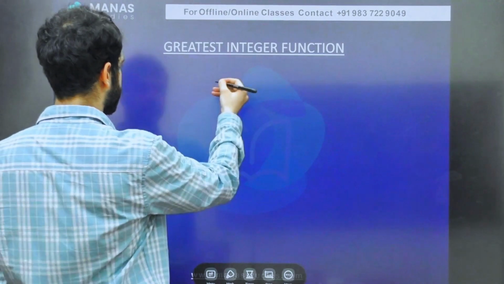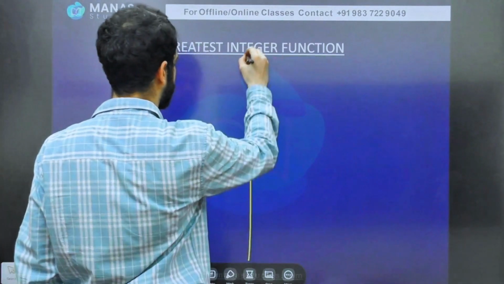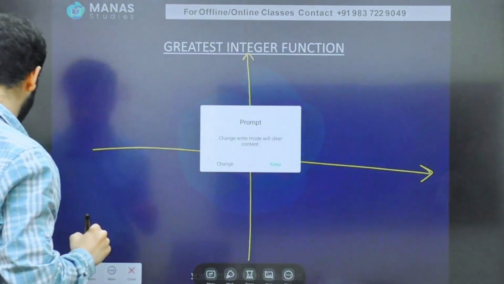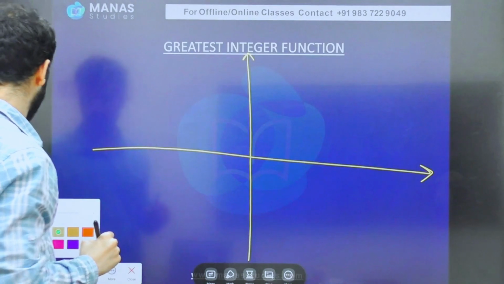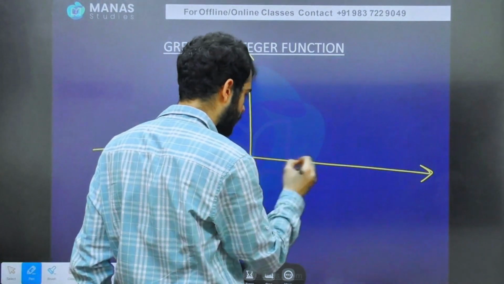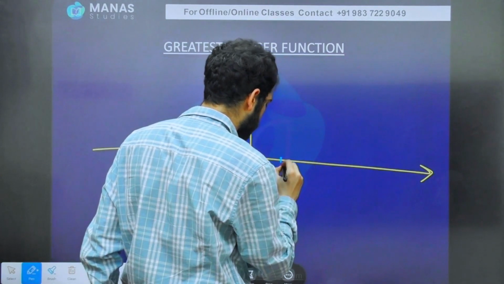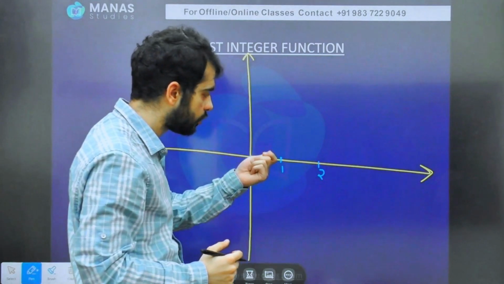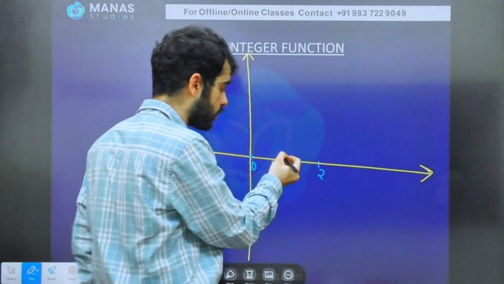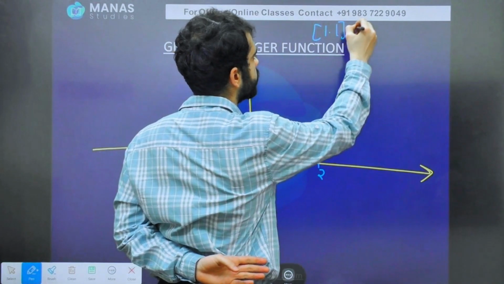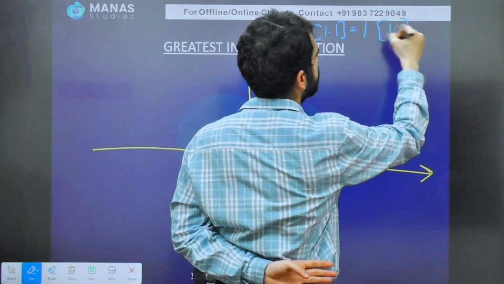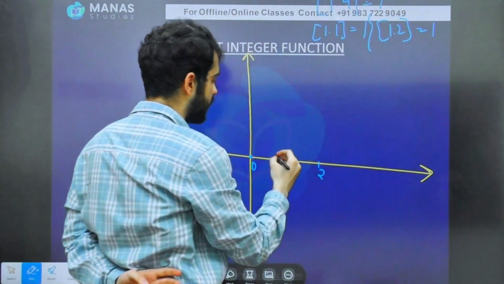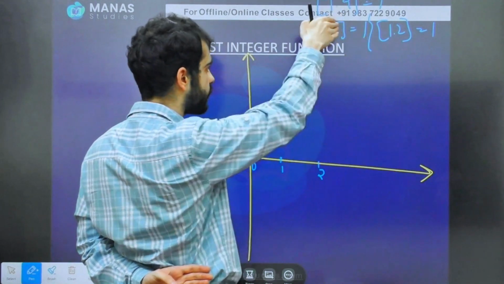To sketch the graph of greatest integer function, let's just draw the coordinates and then we'll draw the graph as we just discussed. So when I input any value from 0 to 1, let's look at another one. Let's look at from 1 to 2. If I input 1.1, GIF of 1.1 is going to be 1. GIF of 1.2 is going to be 1. GIF of 1.9 is also going to be 1. This means in between these two, the value is always going to be 1.